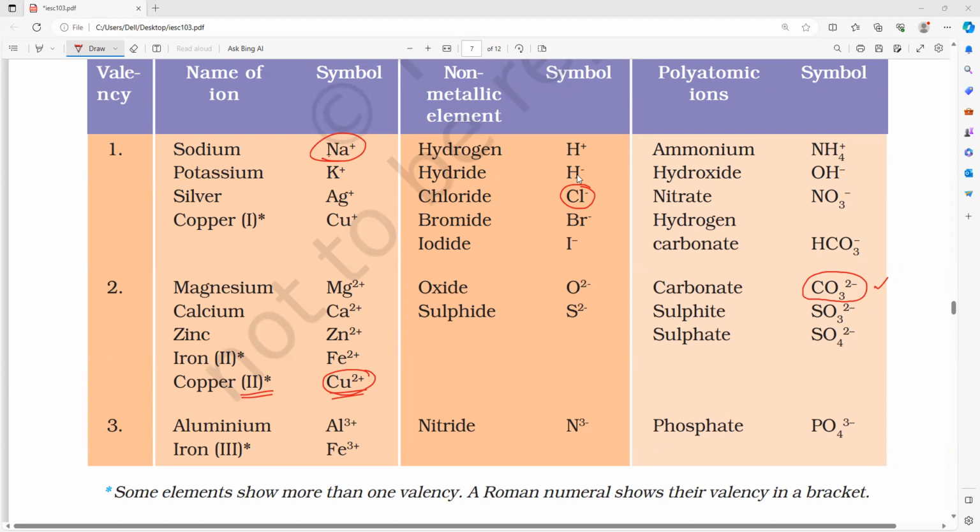Valency can be positive or negative. If an atom donates, it has positive valency; if it receives, it has negative valency. Really basic things you are forgetting. I'm really upset with this. Do you all understand, guys?